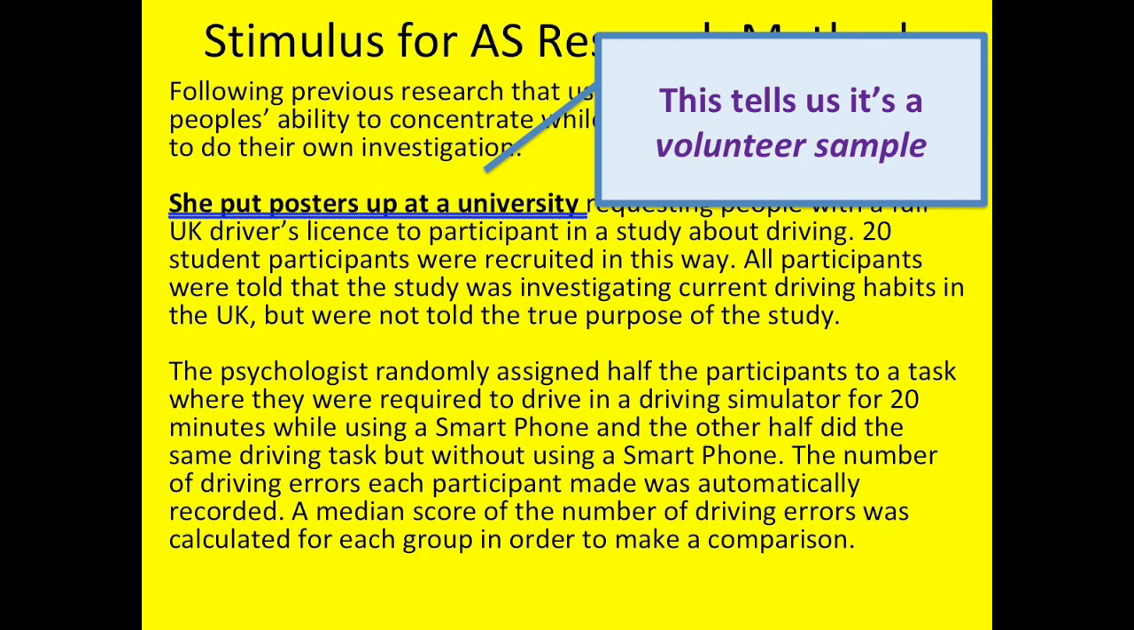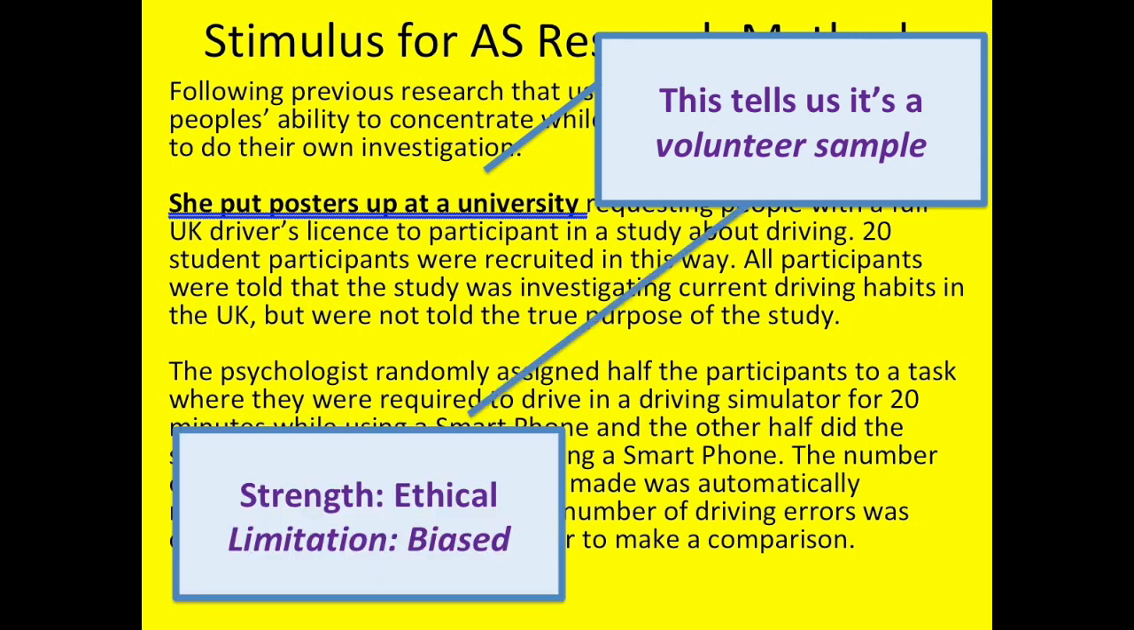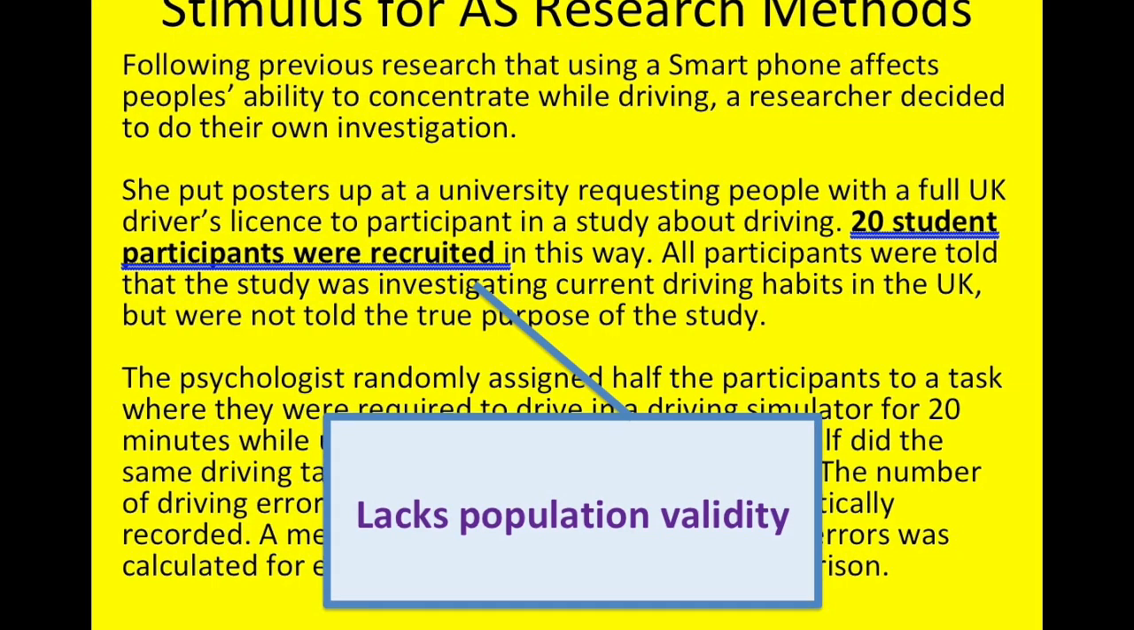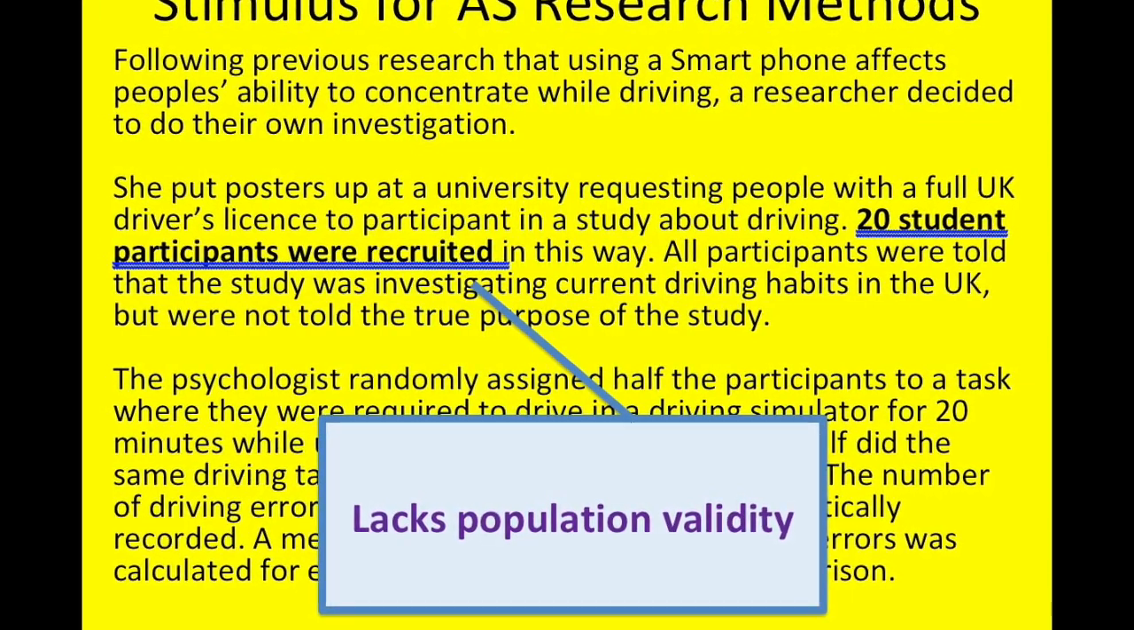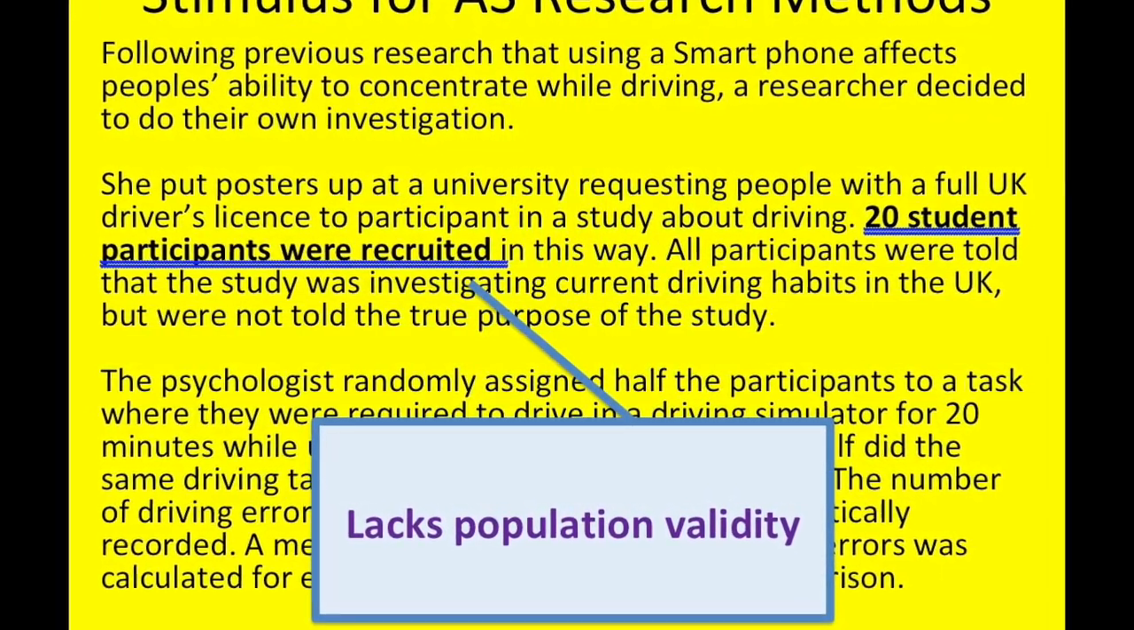This tells us it's a volunteer sample, and then you might also make a note about one strength and one limitation of a volunteer sample. So a strength of a volunteer sample is that it's ethical because people have volunteered to take part. But a limitation is that you end up with a biased sample because you only get a certain type of person who will volunteer to take part. So it could be that person is either really motivated or there's something about the research that they find particularly interesting.